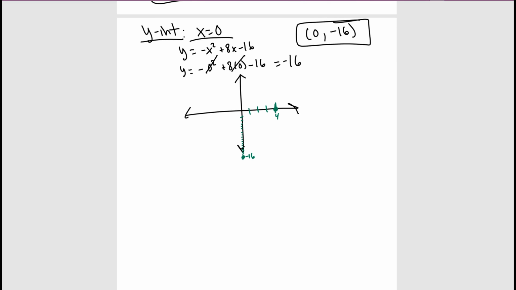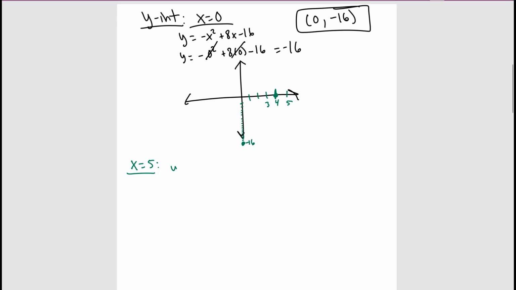Now, one thing that you should do probably is you can put in more points. So, for example, you can plot in a 3 if you'd like to make it a little bit more precise, or you can even plot in a 5 to see what's going on the other side. So I can plug in x equals 5 if you want. x equals 5. So we're going to have y is equal to negative 5 squared plus 8 times 5 minus 16. This is going to give me negative 25 plus 40 minus 16. So what am I going to get? This is going to give me negative 1. So when x was equal to 5, my y value was negative 1. So 5, negative 1. That just helps you plot more points and make it a little bit more precise.